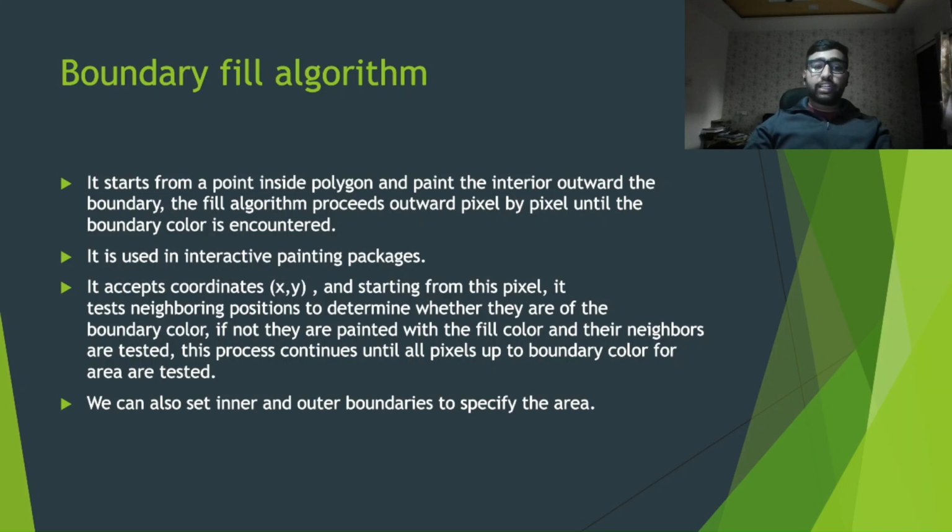It accepts coordinates x comma y, and starting from this pixel, it tests neighboring positions to determine whether they are of the boundary color. If not, they are painted with the fill color and their neighbors are tested. This process continues until all the pixels up to the boundary for the area are tested. We can also set inner and outer boundaries to specify the area.